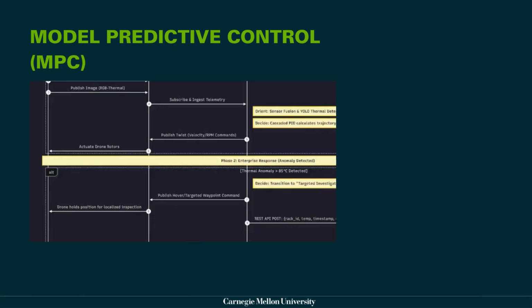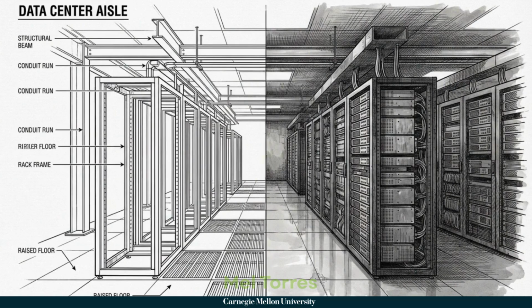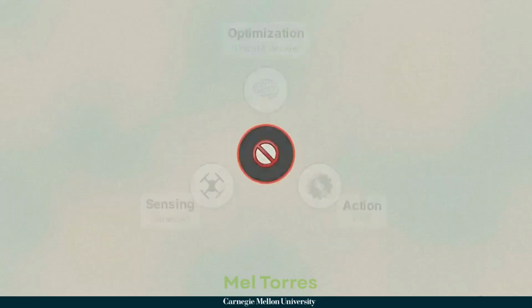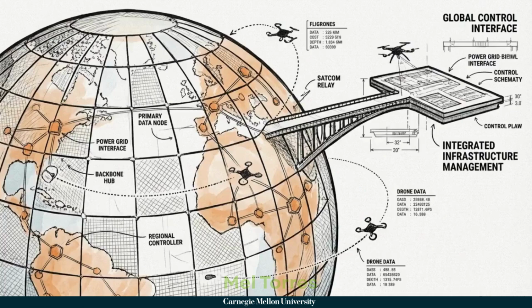This diagram maps these horizons onto the architecture. The top sequence tracks the continuous telemetry cycle between the simulation and control node. If the drone detects a thermal anomaly exceeding 85 degrees, the system transitions into an investigation phase, issuing commands to increase liquid cooling. An operational digital twin calculates the optimal future state and issues the physical commands to achieve it. It converts a passive alert into a closed loop of sensing, optimization, and action.